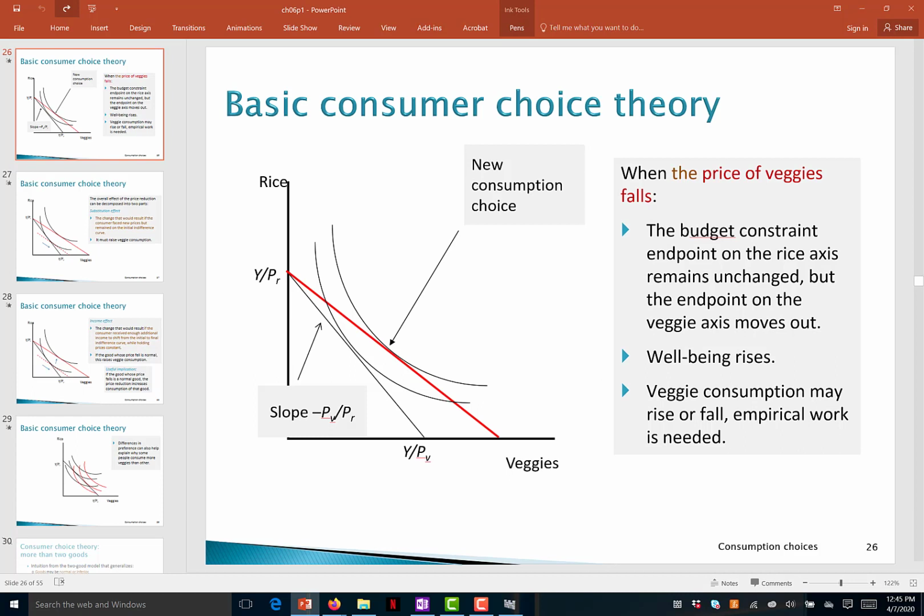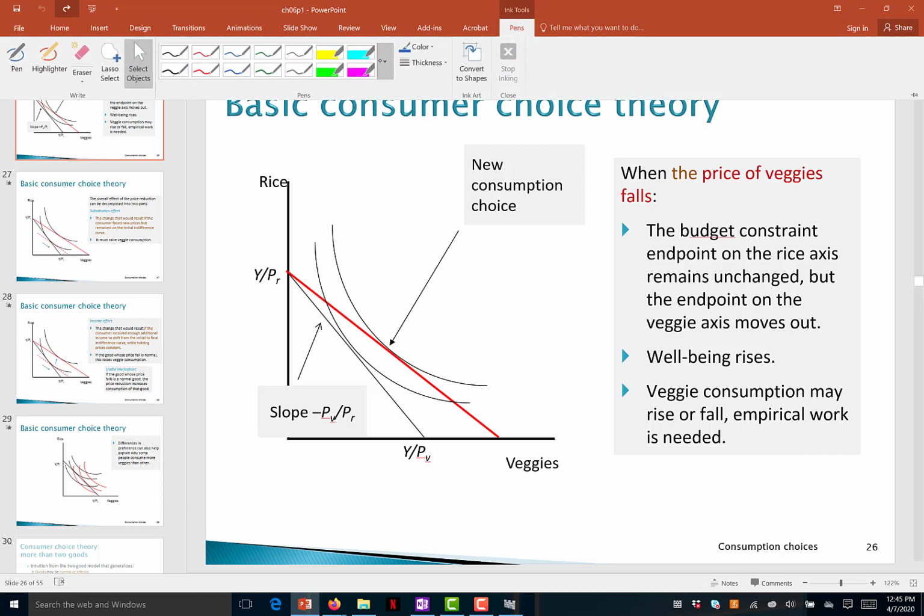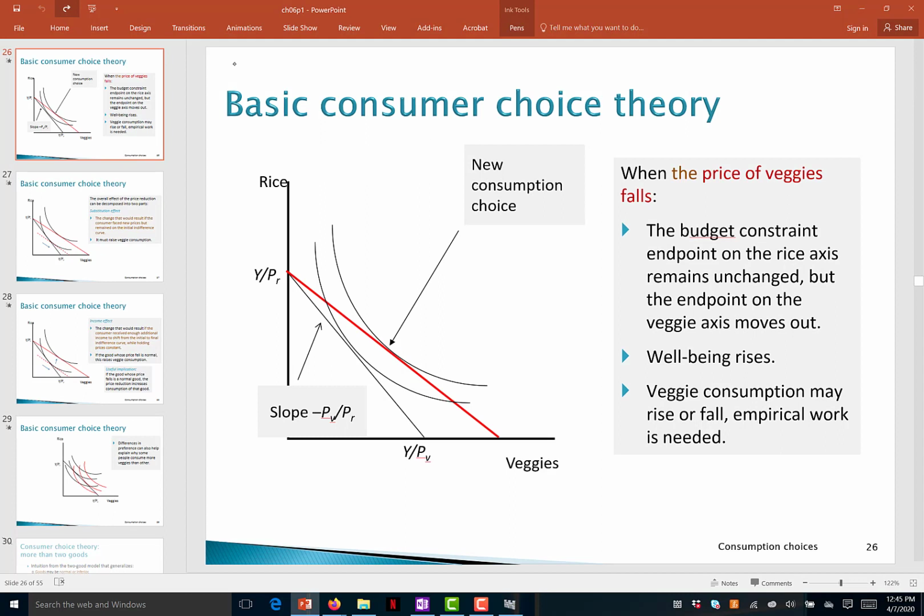One of them is called the income effect, which is obviously, even though your income didn't change, even though your income didn't go up, because the price of veggies has gone down, it is as if your income is higher, because that lower price of veggies allows you to have all these possible consumptions of goods and services which you couldn't have before.